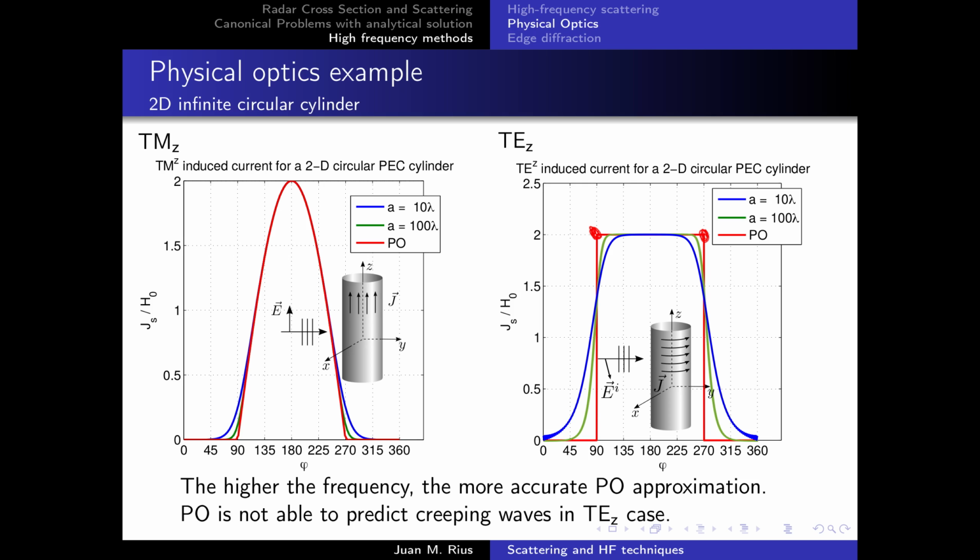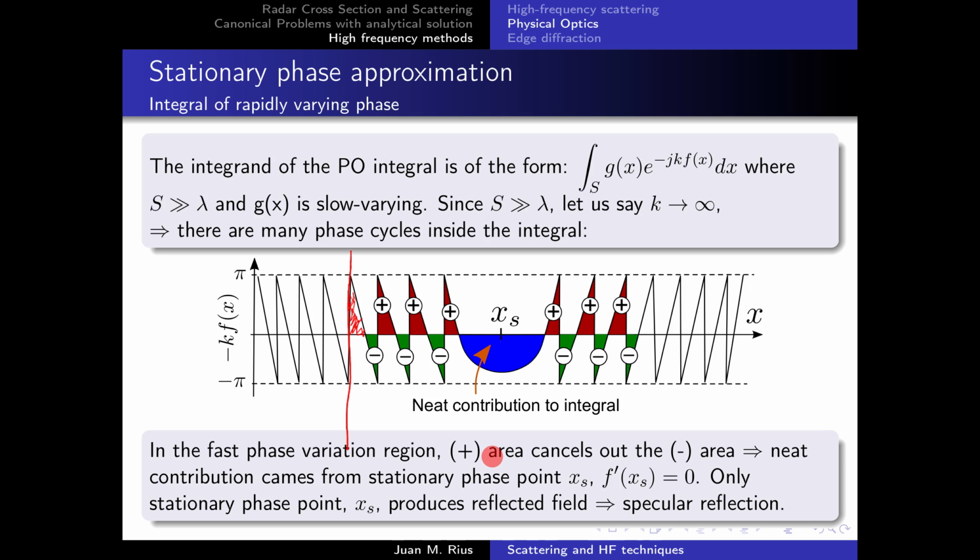But in practice, the physical optics current decreases smoothly. So if the current decreases smoothly, here we have a smooth decrease of the current. It should be the magnitude of the current. This is a smooth decrease of the current.